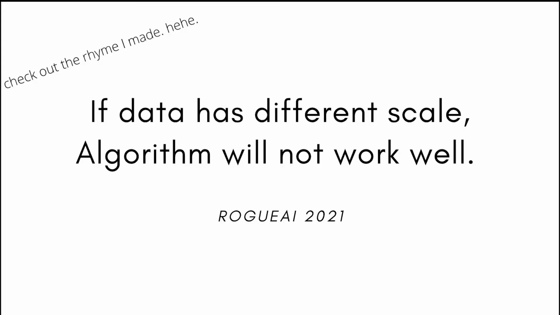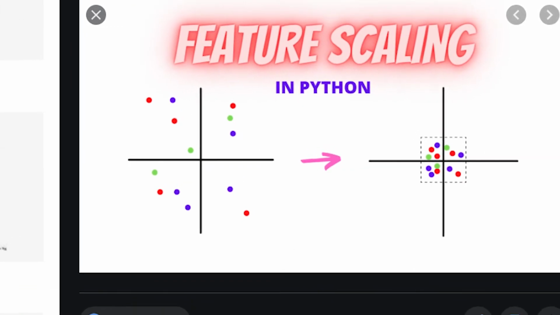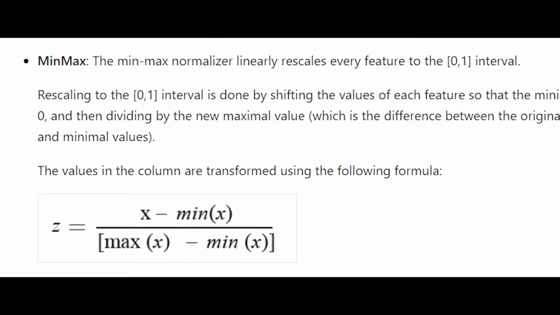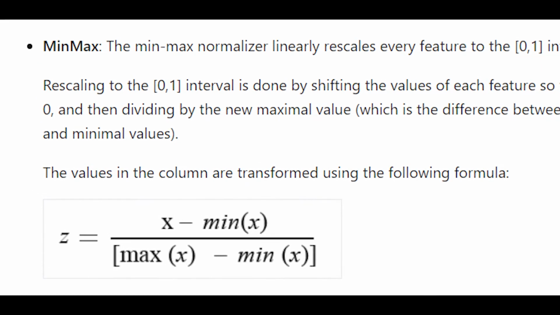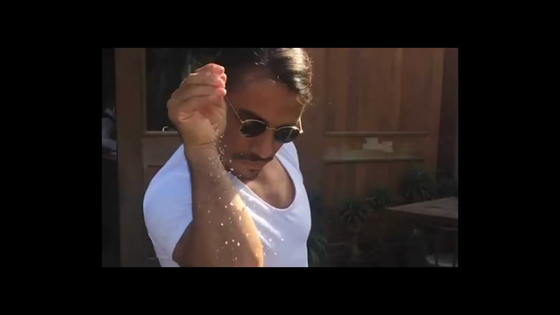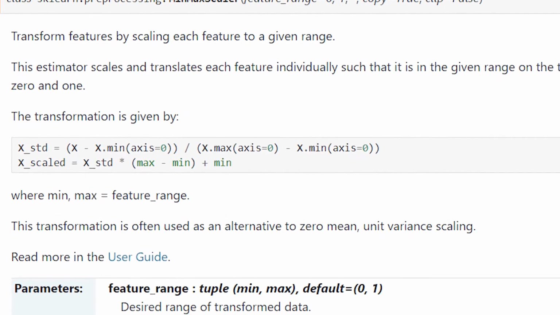The other part of data preparation is feature scaling. If data has different scales, algorithms will not work well. So we have to use normalization, which is basically shifting and rescaling data so that their values get between 0 and 1. The smart people can do this by subtracting the minimum value and dividing by the difference of the maximum and minimum value, like so. And the cool people can do it by using the min-max scaler provided by scikit-learn, like so.